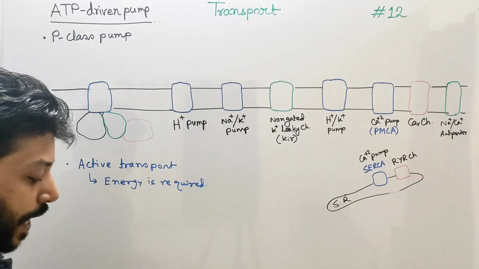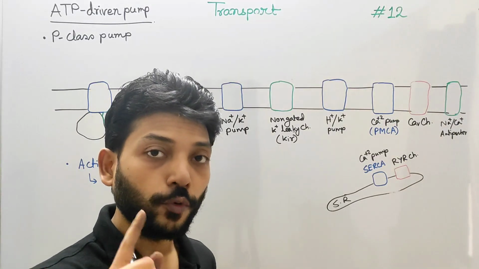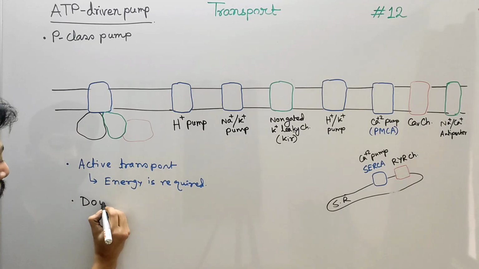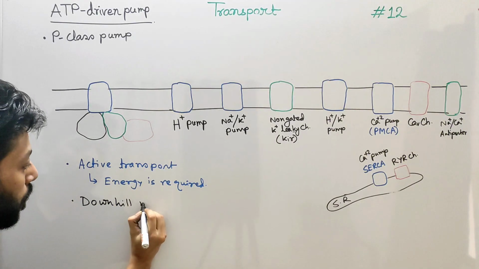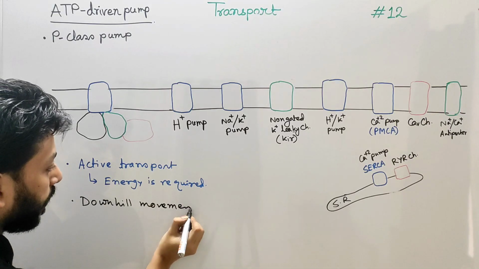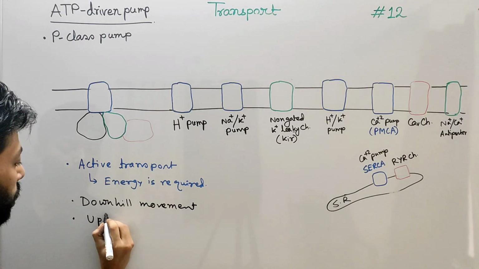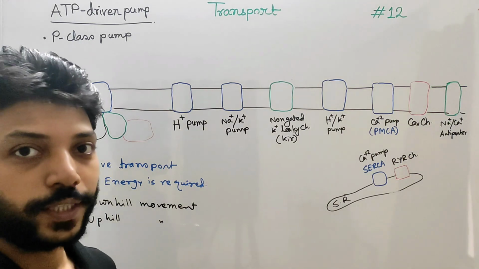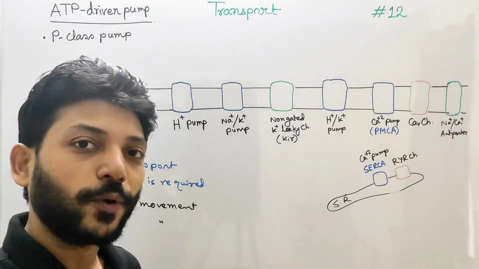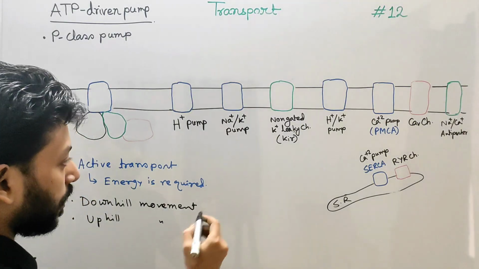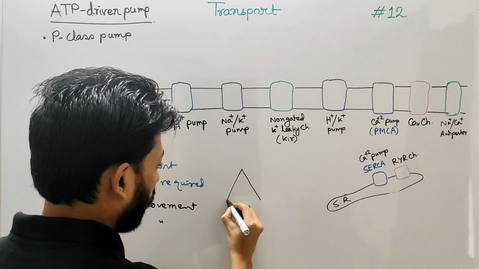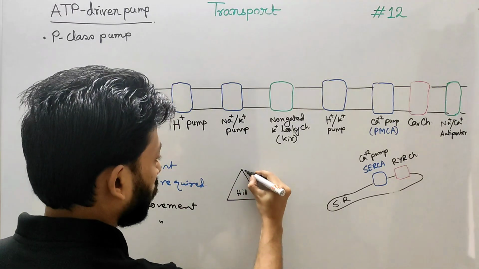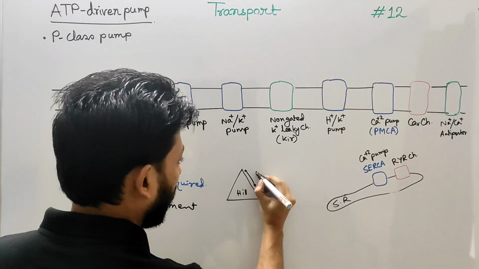Now, in my previous video, I mentioned that there are two types of movement during transport. One is called downhill movement and another is called uphill movement. These two points are so important that I think I have mentioned them in all my transport videos. Suppose this is an example of a hill. If someone tries to come down from the hill, that's called downhill movement.